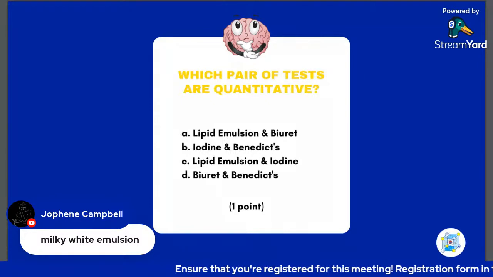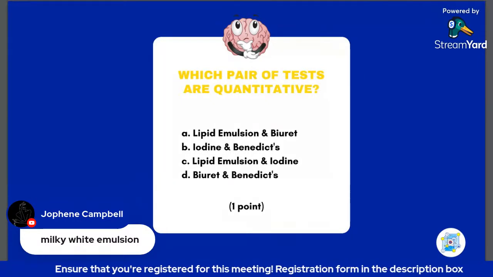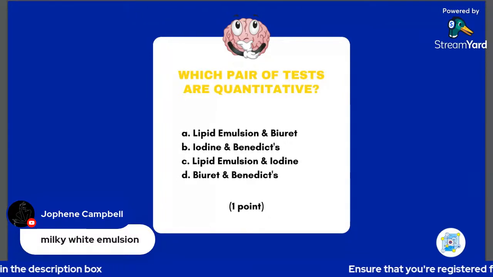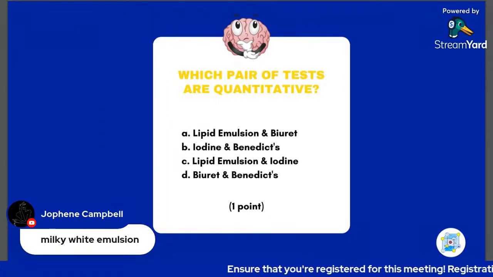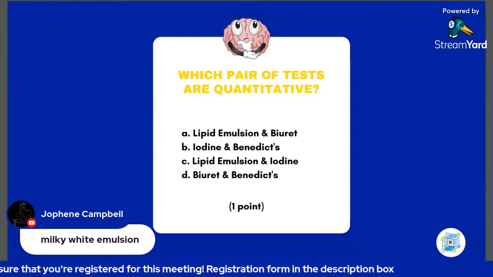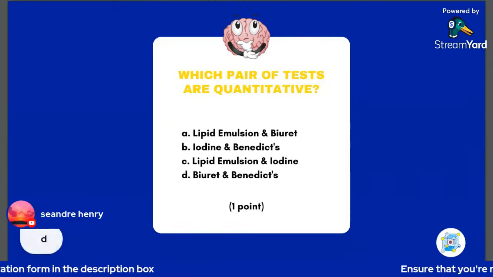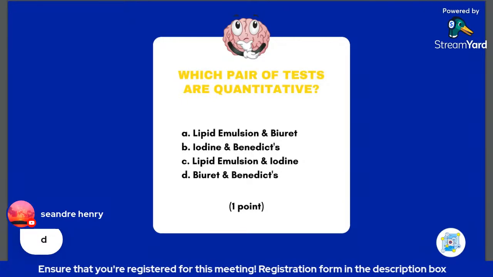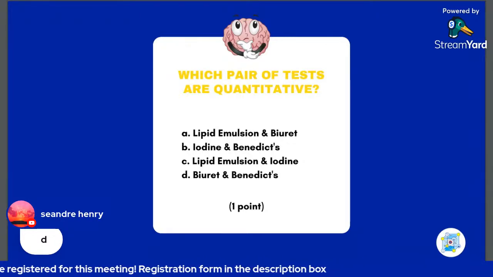Anybody else wants to change their answer? Mikhail said C. Okay, so locked in. So the answer is Biuret and Benedict. I mean, we just talked about Biuret being quantitative. And Benedict is quantitative because obviously we use the color intensity to see what range of sugar content the sample contains. So C. Andre has the correct answer. So that's plus 1 point for Andre. Let's go to the next question.